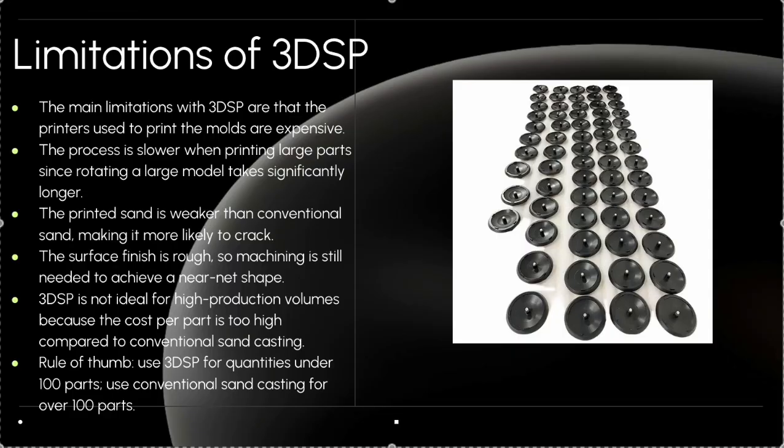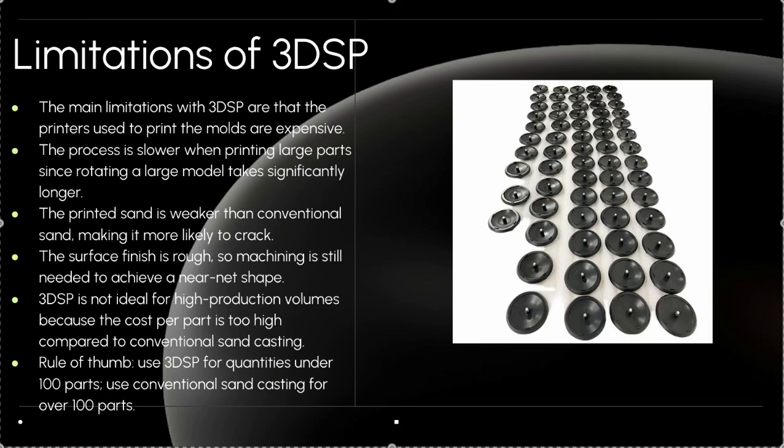The main limitation is that the printers that are used to print the molds are very expensive. The process is also slower when you're using a large printer to print something, because the part is so big that the print time is going to be a lot. We also have to rotate the part, and the whole print process is very tedious and is expected to take a lot more time than using conventional sand casting.